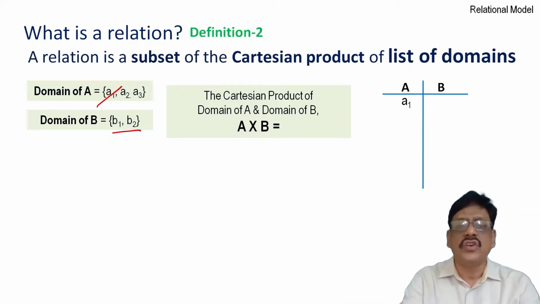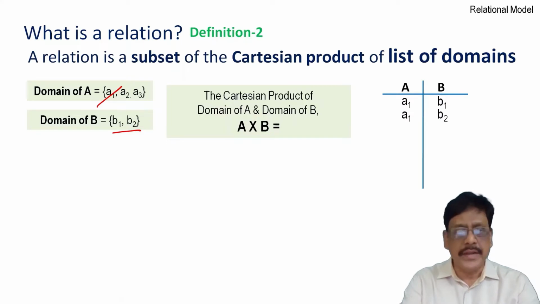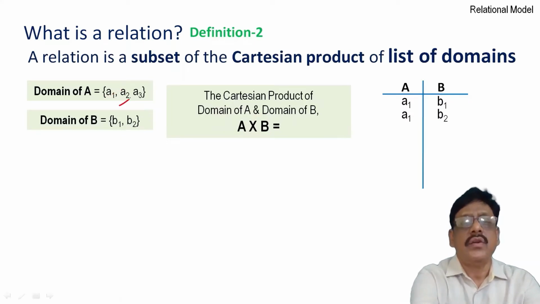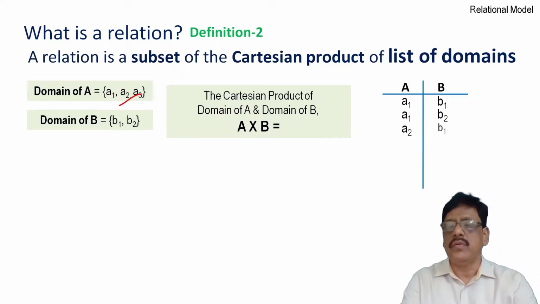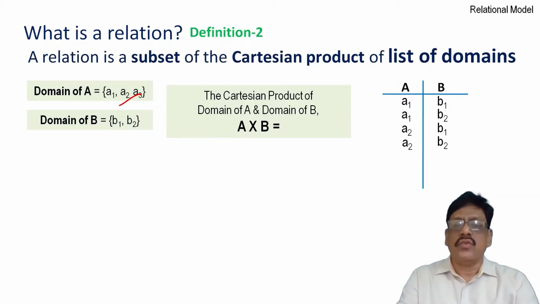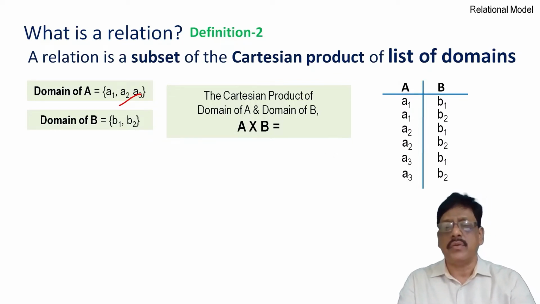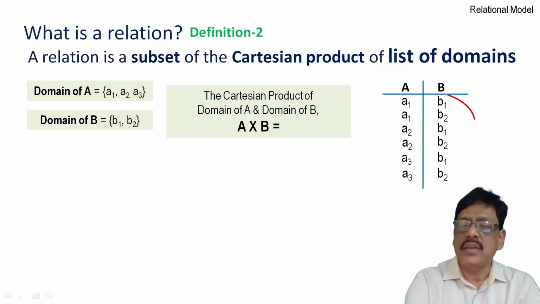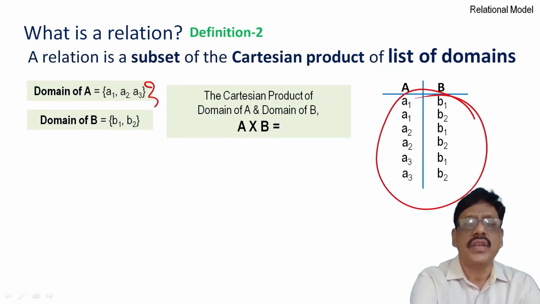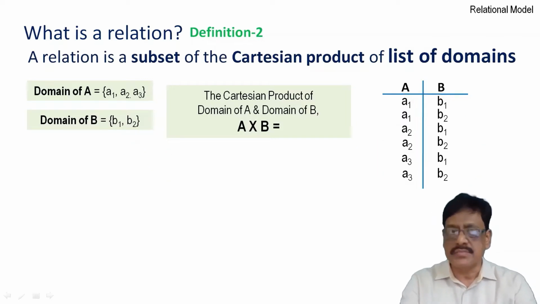Each value of A will join with each and every value of B. That means A1 joins with B1 and A1 joins with B2. Similarly, A2 also joins with B1 and B2, and A3 also joins with B1 and B2. I mean, the number of values that we have created here is equal to 3 into 2, that is 6. Six tuples we have generated.